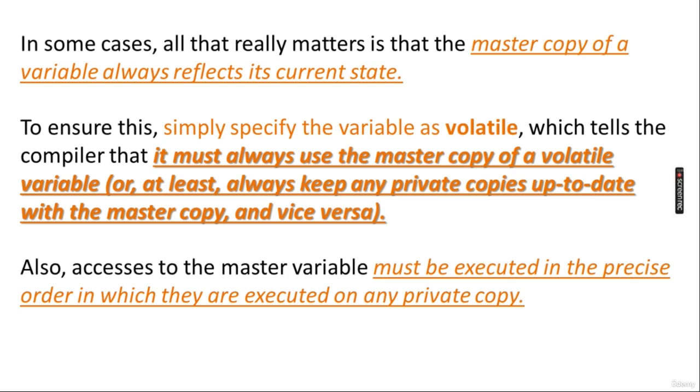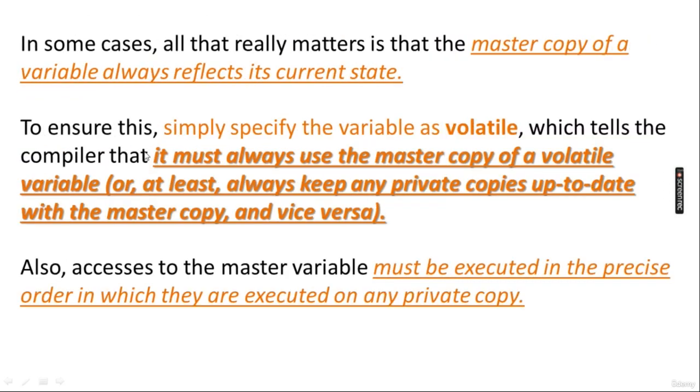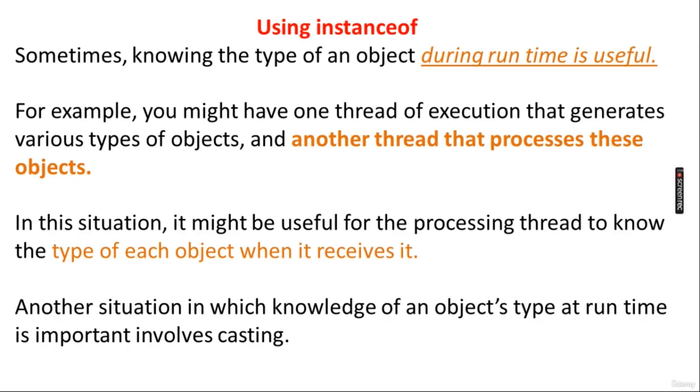and vice versa. So volatile will tell the compiler that it can be changed unexpectedly by other parts of your program. So for our situation, it must always use the master copy of the volatile variable, or at least always keep any private copies up to date with the master copy and vice versa. And also accesses to the master variable must be executed in the precise order in which they are executed on any private copy.